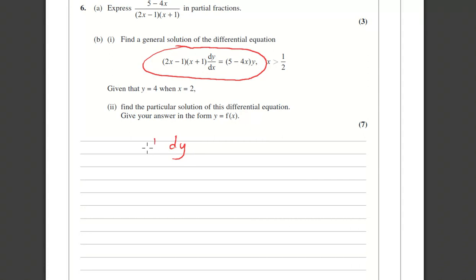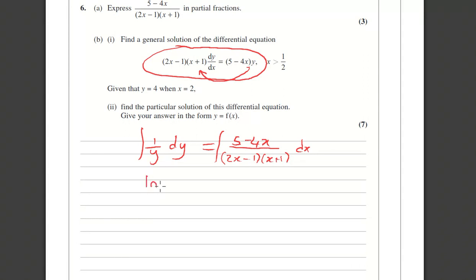So I'm going to have 1 over y dy if I move this y over to that side, and then move everything to do with x onto the right hand side. So (5 minus 4x) over (2x minus 1)(x plus 1) dx, and then to integrate both sides. That's what we're going to do.